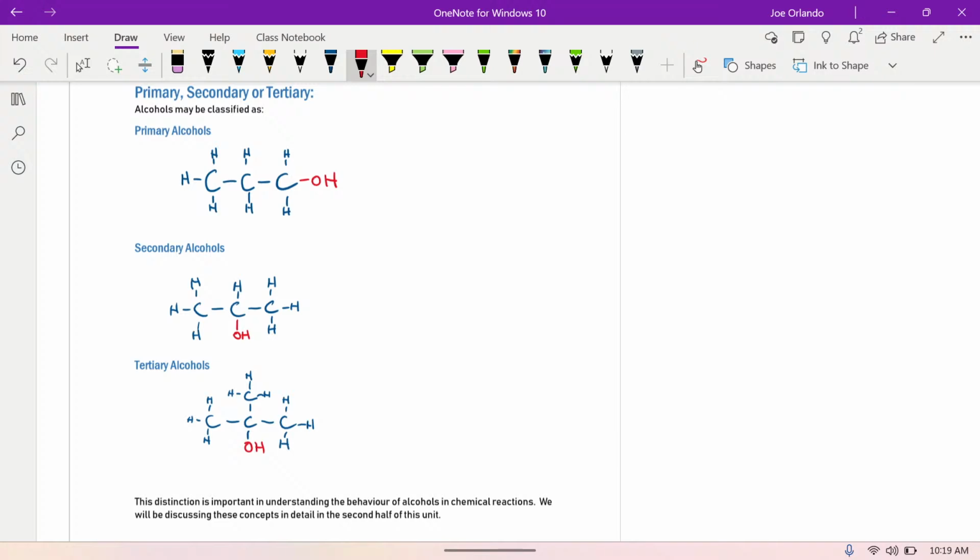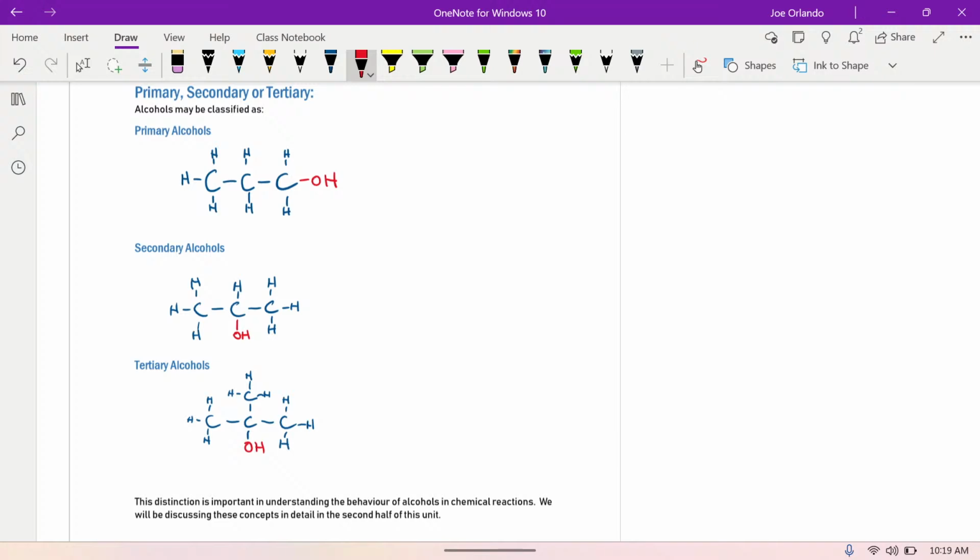We know that giving it a dipole means that instead of just having London dispersion forces, it now also has dipole-dipole interactions, hydrogen bonding, which means that it holds them closer together. It makes them have a higher boiling point, a higher melting point. It makes them miscible in water. But we want to think about the other types of properties we can get from this.